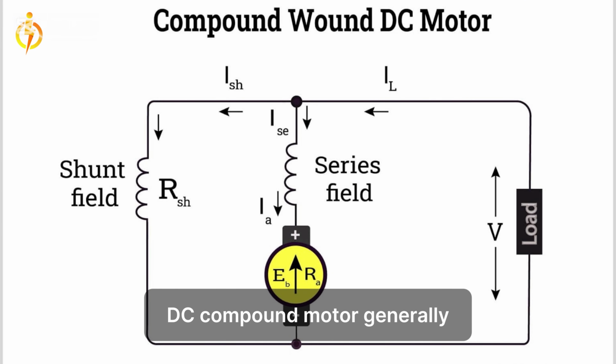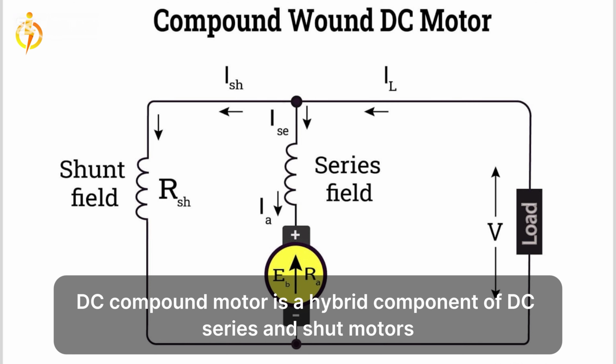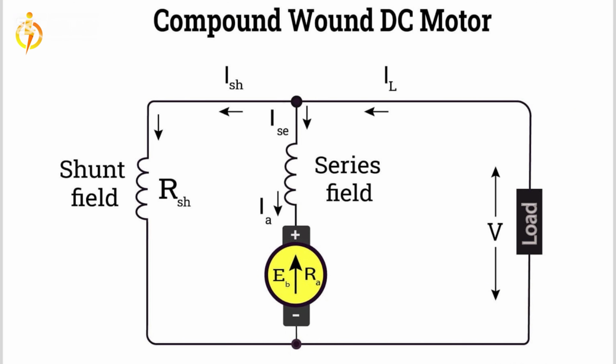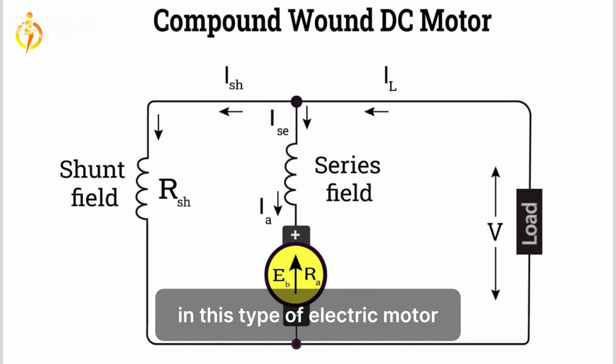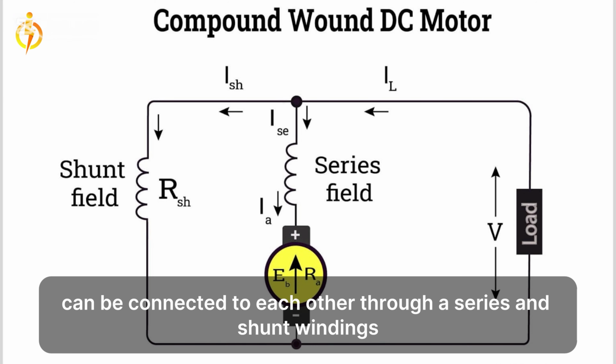DC compound motor. Generally, a DC compound motor is a hybrid of DC series and shunt motors. In this type of motor, both the series and shunt fields are present. The stator and rotor are connected to each other through series and shunt windings, compounded.